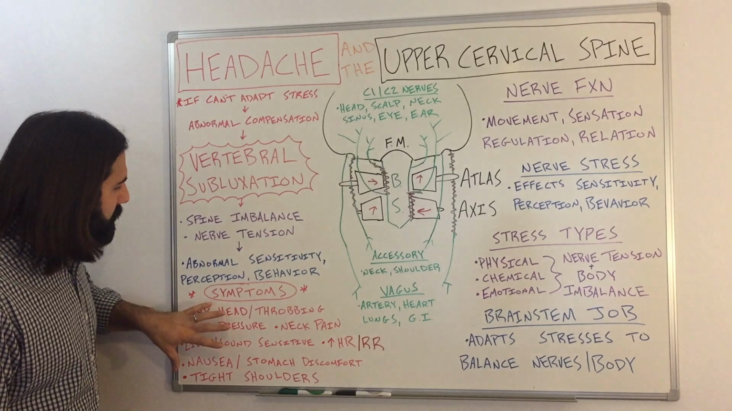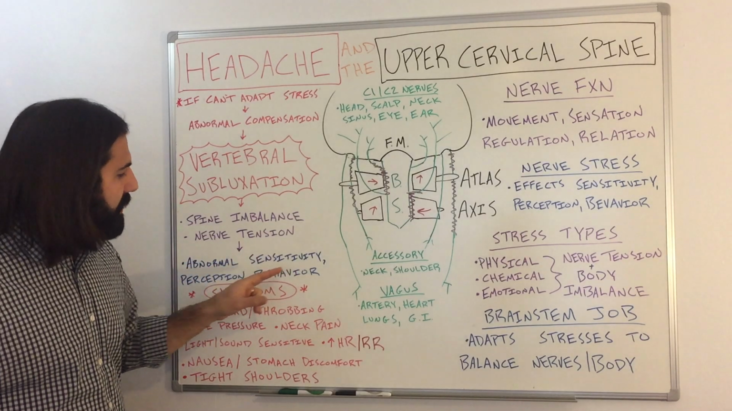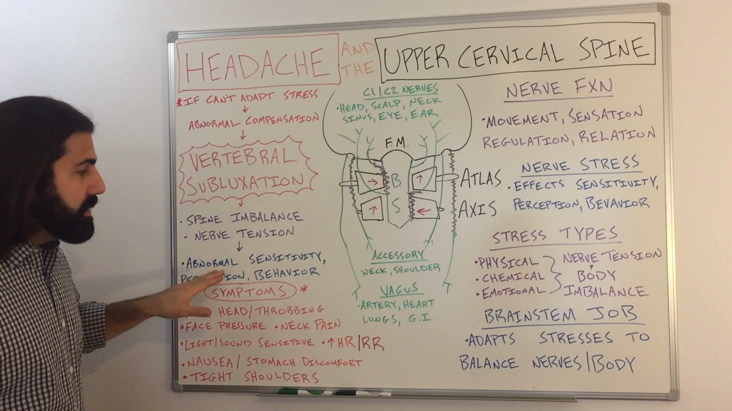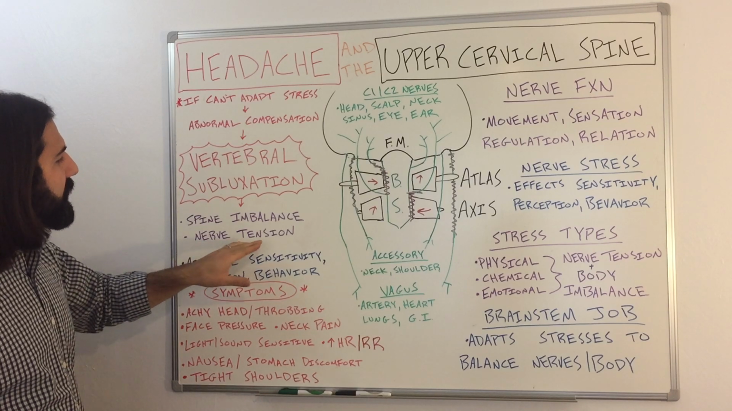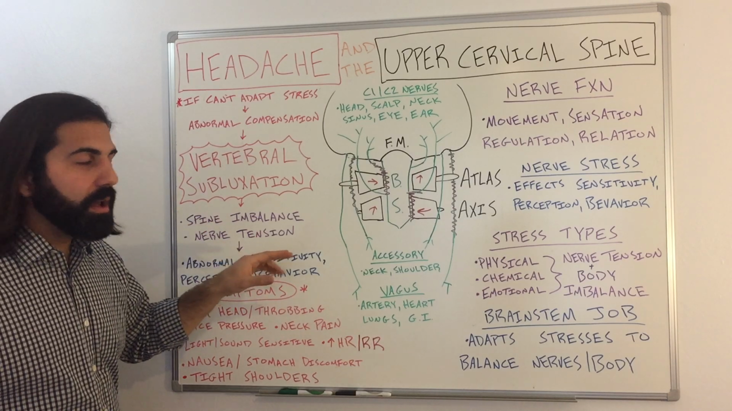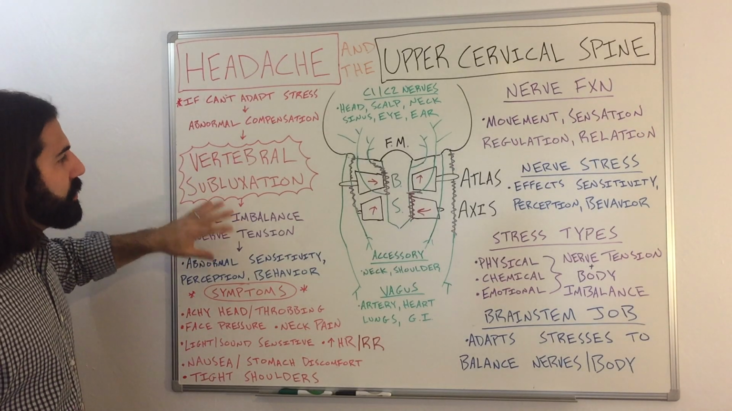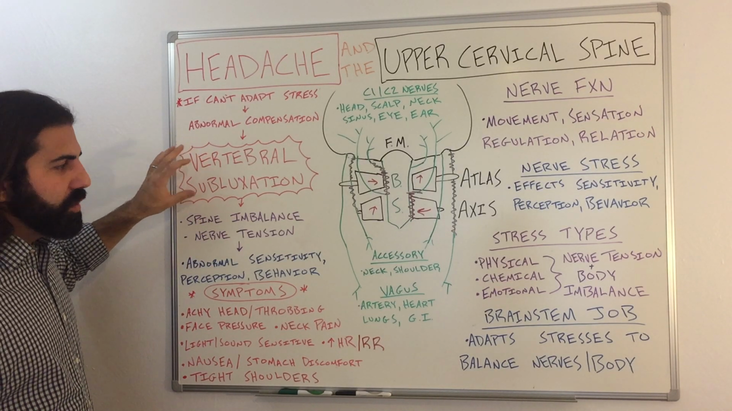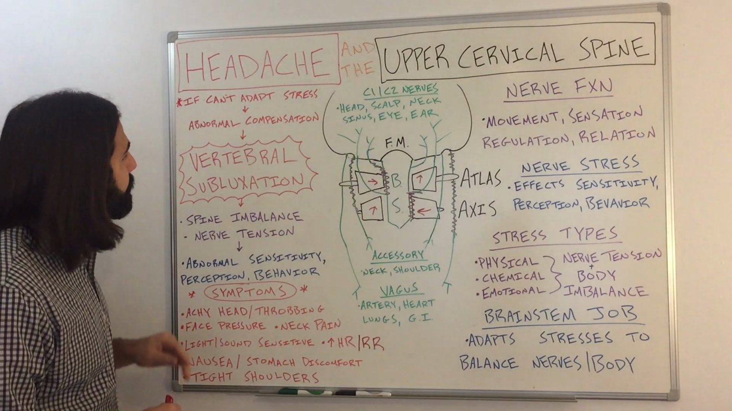So when we look at these symptoms, we know that symptoms are created by abnormal sensitivity, perception, and behavior. Well, what's causing this abnormal sensitivity, perception, and behavior? Well, in this case, nerve tension and spine imbalance. And this is what we call in chiropractic a vertebral subluxation. So we try to then correct the vertebral subluxation, which is causing effects down the road.